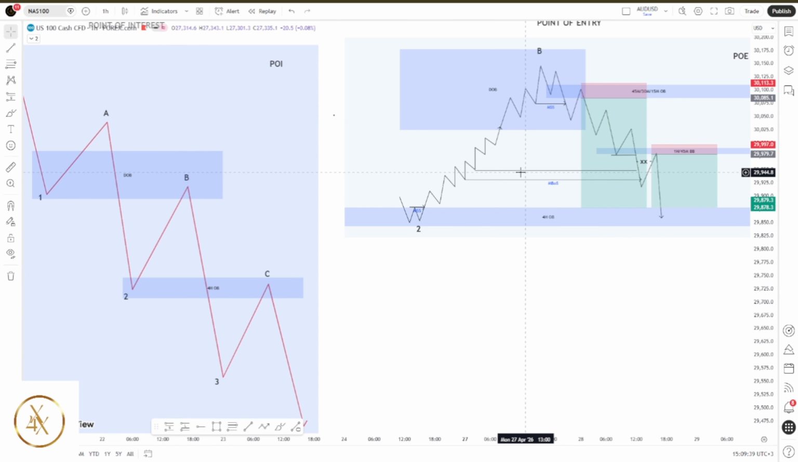Sometimes it might take longer, but once you take your profit here, then maybe you can wait for another setup and enter. So that is point of entry and point of interest. That is the point of interest and point of entry. That is how you find them. It might look very complex, but it's simple once you know that you don't enter a trade on a POI, but rather a point of entry.